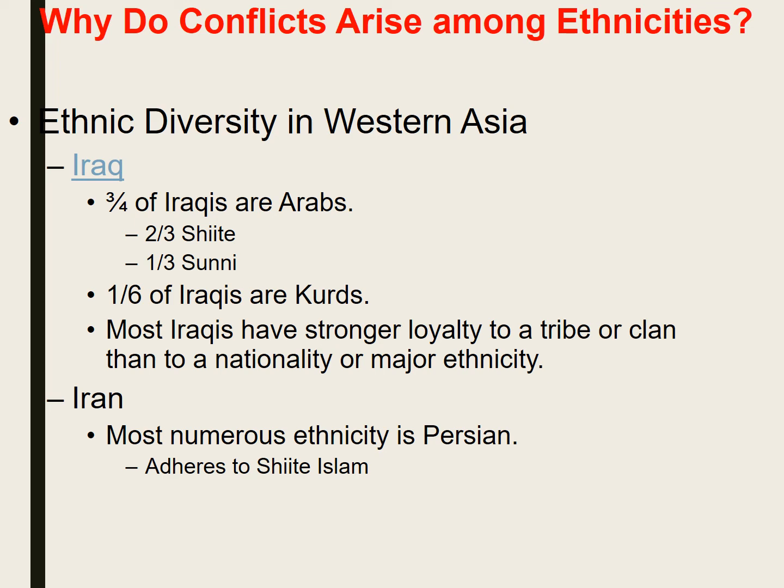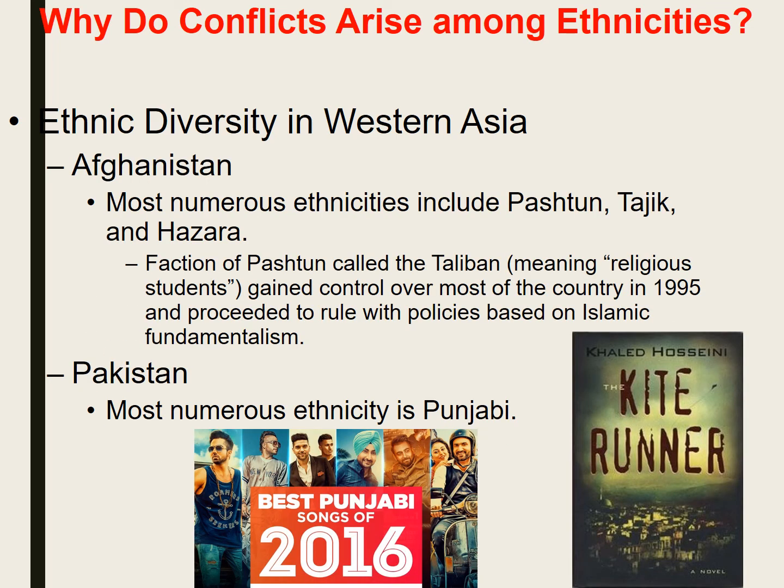In Iran, the most numerous ethnicity is Persian, and Persians usually adhere to Shiite Islam. In Afghanistan, the most numerous ethnicities include Pashtun, Tajik, and Hazara. A faction of Pashtun called the Taliban emerged, and it gained control over most of the country in 1995, though it had control over a lot of it long before that. It proceeded to rule with policies based on Islamic fundamentalism. The U.S. war in Afghanistan worked to weaken the Taliban. The Taliban still exists, but it doesn't have as much power, and doesn't rule with the iron fist that it had.